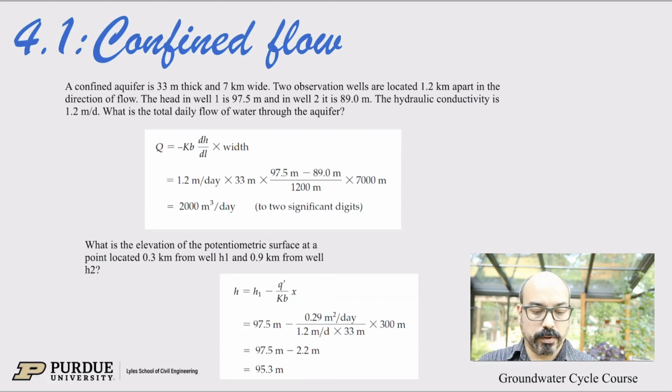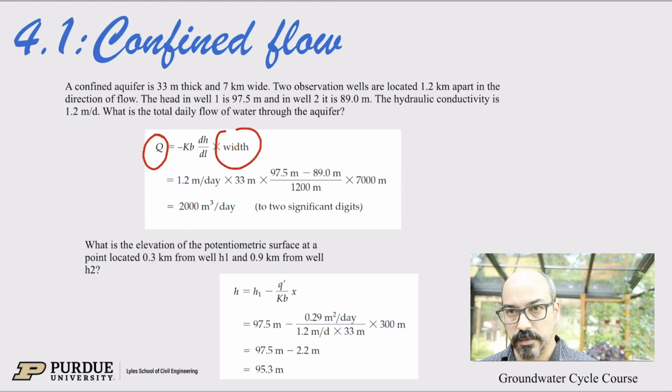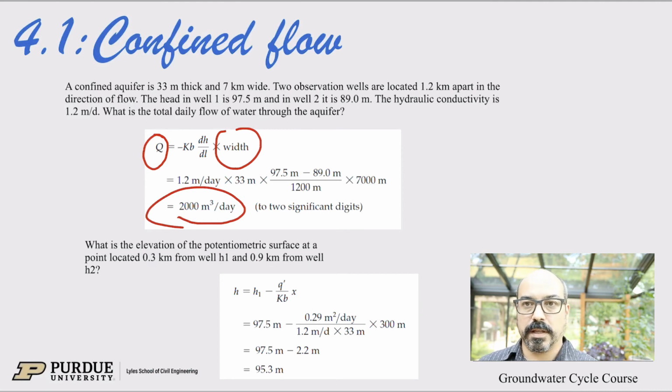So Q, the total discharge, that's the question, right? Not Q prime, now Q. So you have to multiply by the width, which is given, but it's still our same equation. It's Darcy flow times the depth. And then you plug in all those numbers and you find that this is an aquifer that gives you 2,000 cubic meters per day. Just as a reminder, this is in your books.